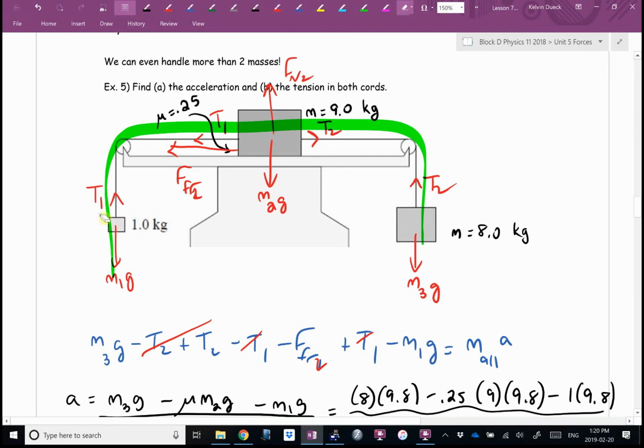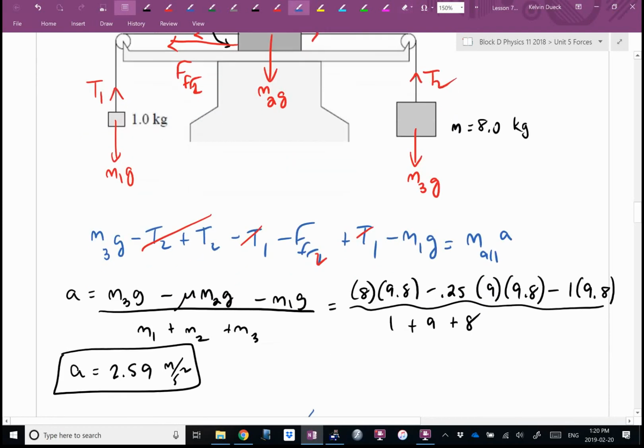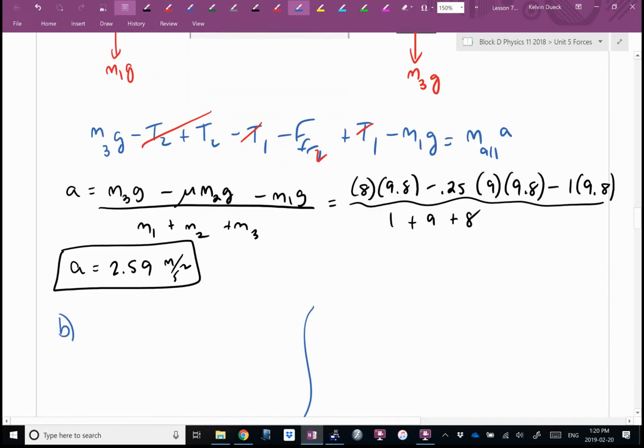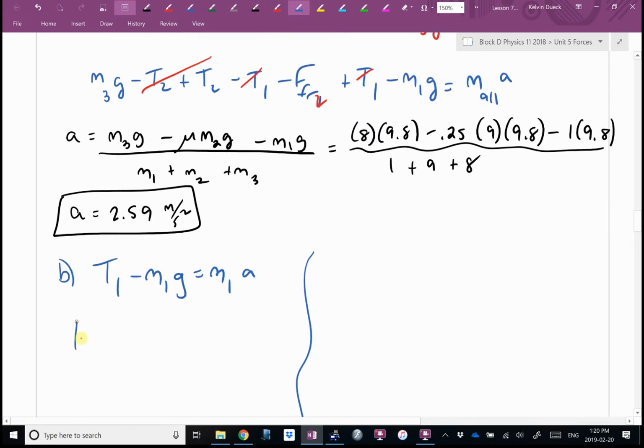I'm going to do an equation for this to find tension 1. I'm going to do an equation for this to find tension 2. Which way is mass 1 accelerating? Give me my equation. T1 minus M1G equals M1A. Which A? My answer from part B. How would I get T1 by itself? You will add the M1G to it. So T1 is going to be M1A plus M1G.